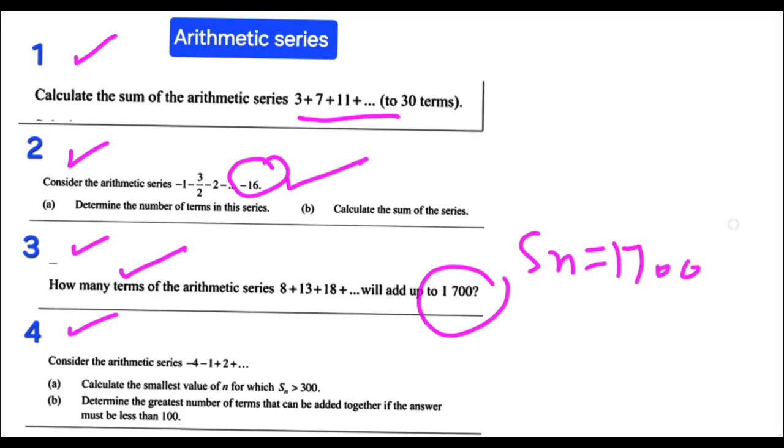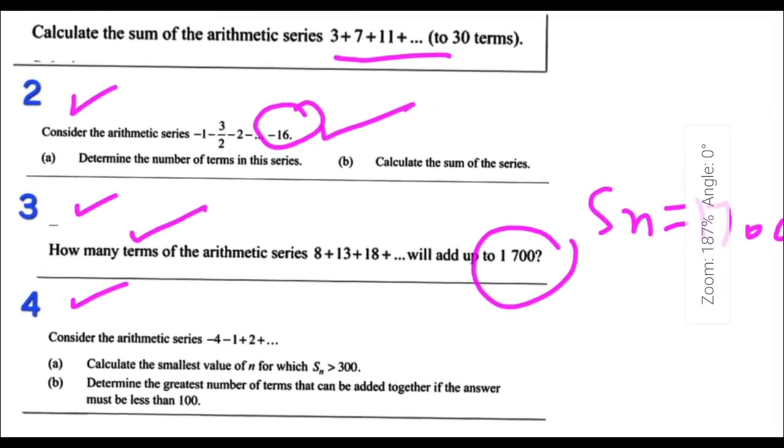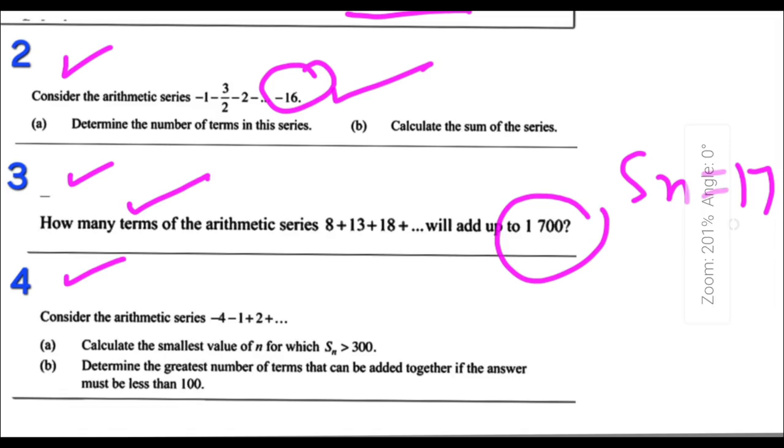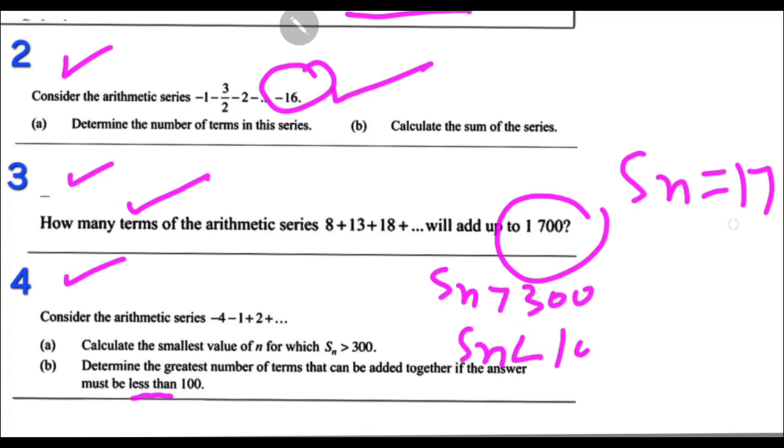And this question number 4, he said consider the arithmetic series, calculate the smallest value of n for which Sn greater than 300. Second question, he said determine the greatest number of terms that can be added together if the answer must be less than 100. So you see there's a word he using less than. So the first one is Sn greater than 300. Second gonna be Sn less than 100.